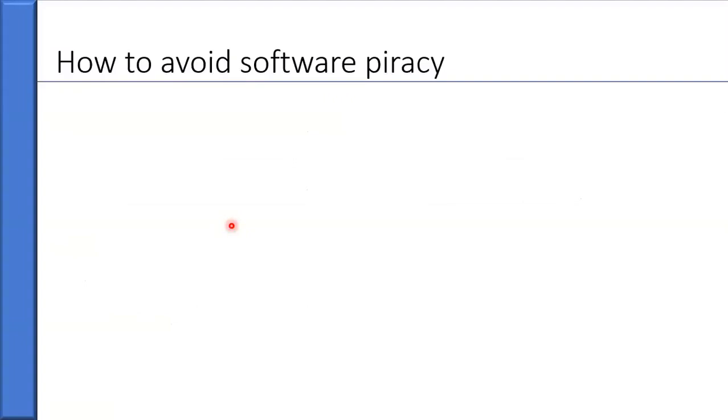Now, if there's software piracy, how do we avoid this? We have to avoid this piracy, right? The first and the best solution is to purchase the licensed software. Nowadays, you don't want to go here and there. All the software is available on their websites. You can just purchase it.